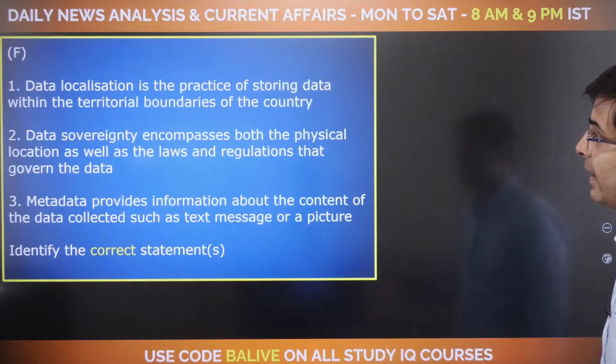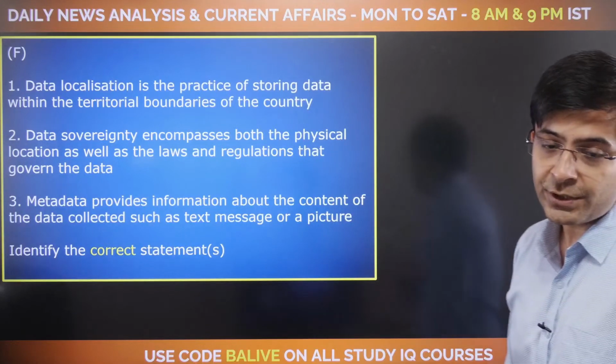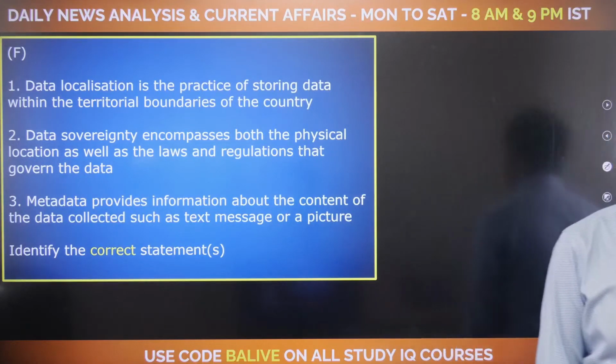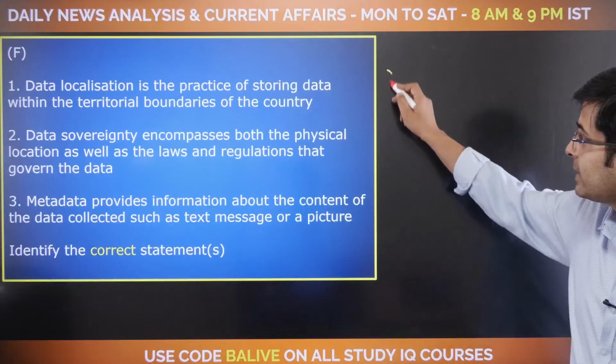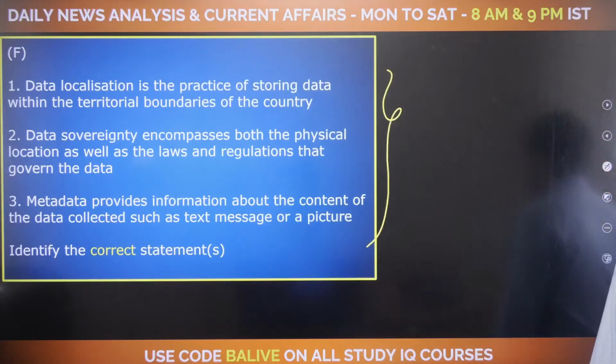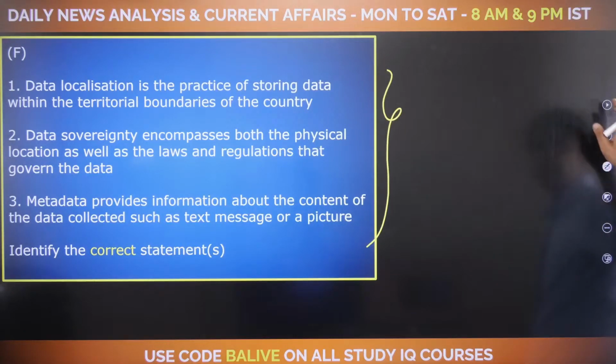All right. F, data localization and data sovereignty. You will answer the question for me. What is the difference between data localization, data sovereignty, and metadata? You will identify the correct statements. Leave an answer for me in the comment box.